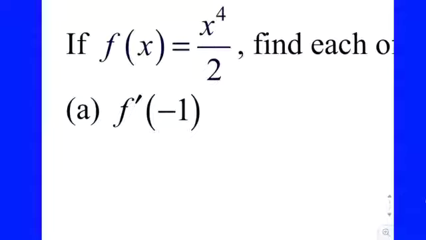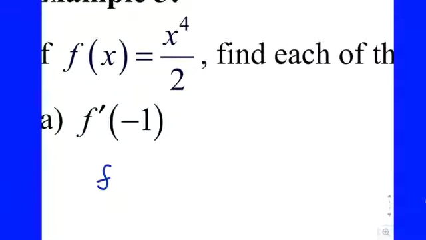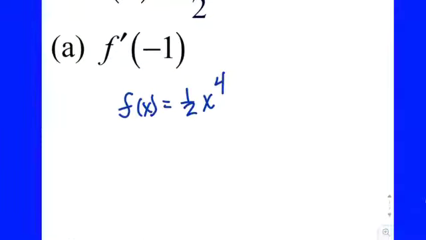the power rule will allow us to find f prime of what? X, right, the variable x. All right, so before we do the f prime of x, though, we need to write f of x in the power rule format. So that's 1/2 times x to the fourth. All right, so that is f of x.